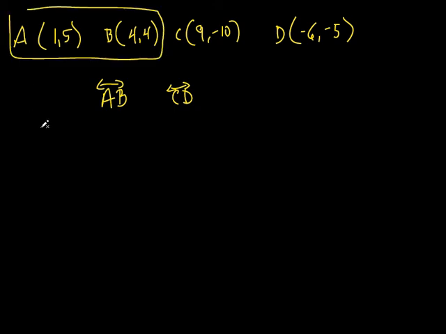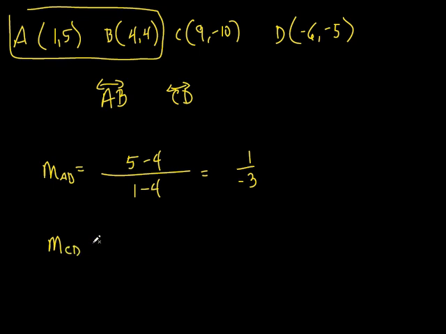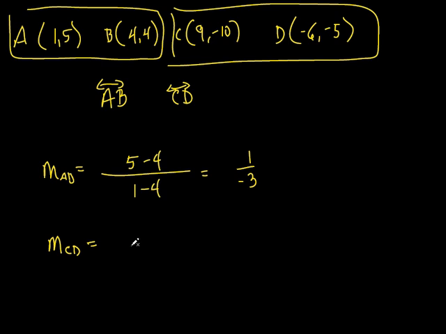So let's find the slope of AB. Here's line AB. I'll put a little AB right there. So let's do it really quick. How do we find the slope? Subtract the y's, right? So it's 5 minus 4, and then it's 1 minus 4. Look how easy it is to find the slope. That's 1 over negative 3. So that's the slope of AB. But now what do we have to find? The slope of CD.